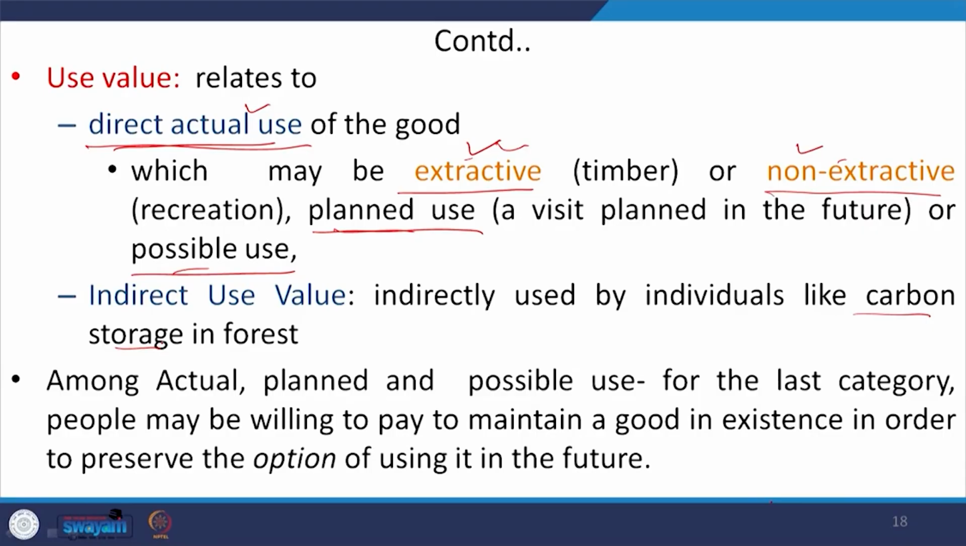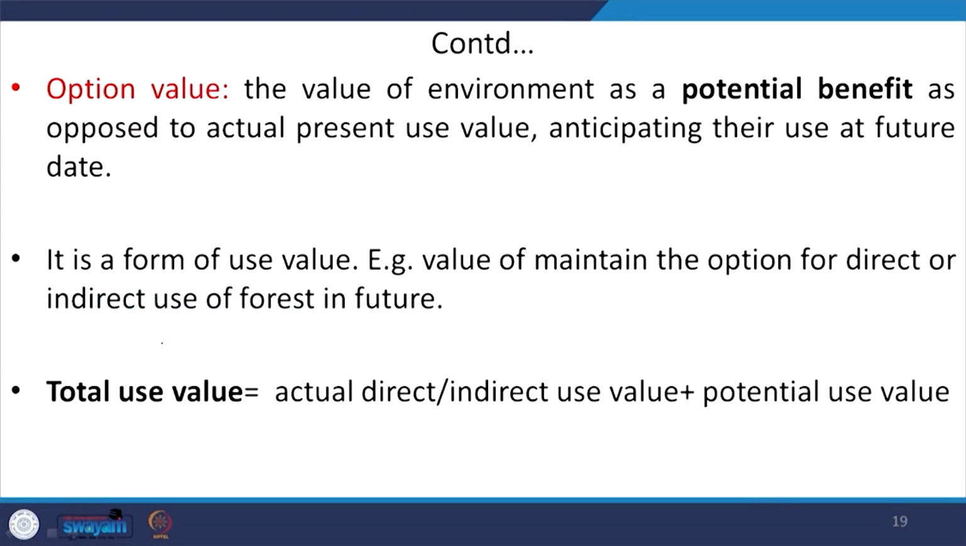So, this is the categorization of use value, and the next category is option value. That means we are talking about the potential benefit that we will be getting, for example, the option of directly or indirectly using the forest resources in future. Based on this understanding, your total use value would be the summation of direct use value, indirect use value, plus potential values. So, potential use value is also included in your use value.